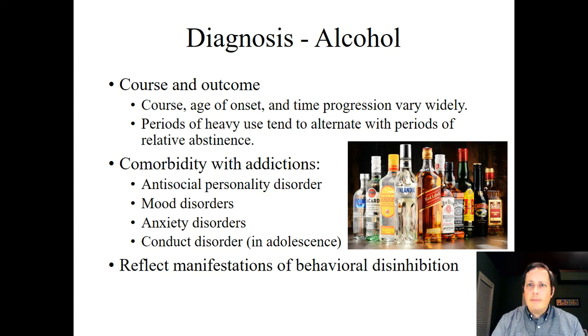There are several comorbidities. Remember, these are disorders that co-occur with alcoholism. You can see there antisocial personality disorder, which we talked about in previous chapters, as we have with some of these others, mood disorders, anxiety disorders, conduct disorder, which we'll be talking about in some future chapters, particularly in adolescence. And particularly with antisocial personality disorder and alcohol or drug dependency, the reason they frequently co-occur is that they represent alternative manifestations of general predispositions towards behavioral disinhibition.